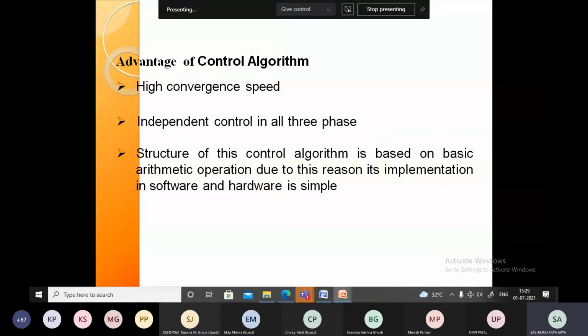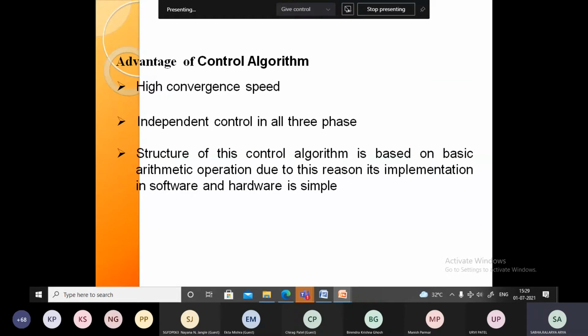What is the advantage of this control? High convergence speed, you can say. This is based on the math only. Whatever formula we have developed, we can process inside the processor. So, high convergence speed, you can say.